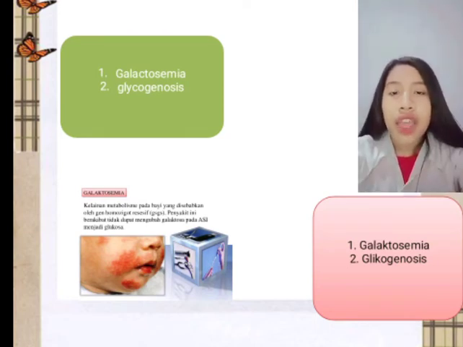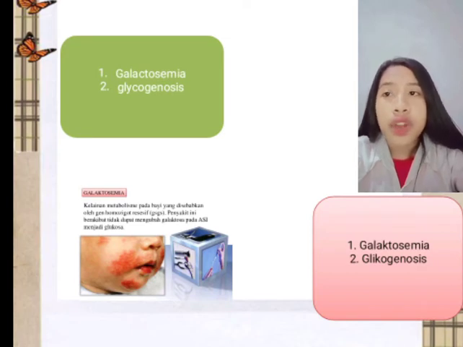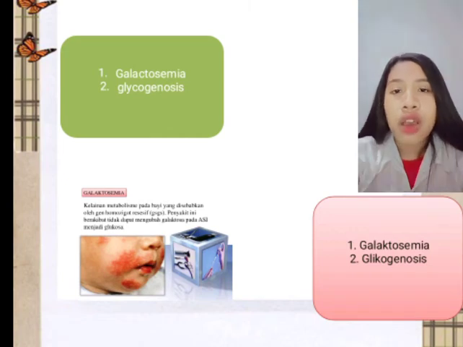And the second, glycogenosis. Glycogen buildup is a hereditary disease caused by the absence of one of several enzymes necessary to convert sugar into glycogen or convert glycogen into glucose for energy to use.